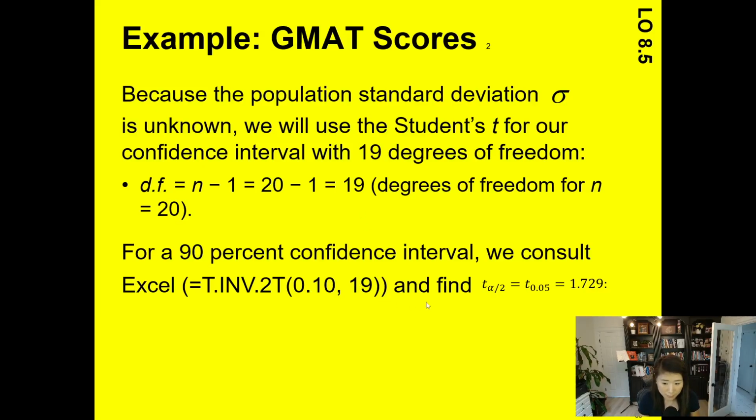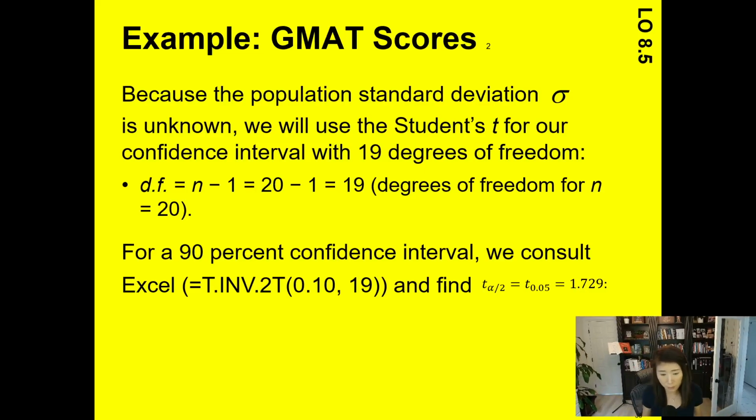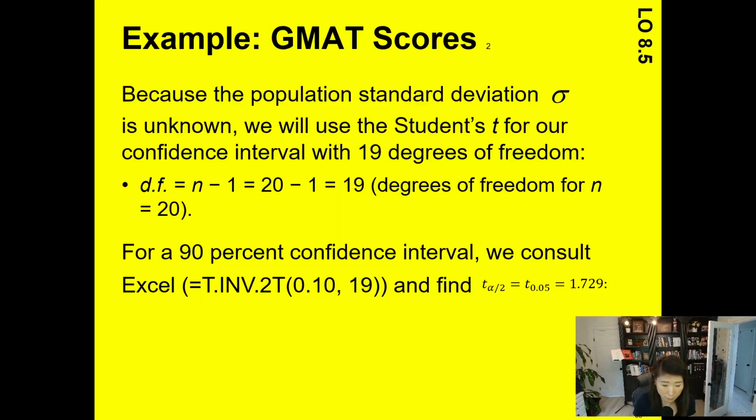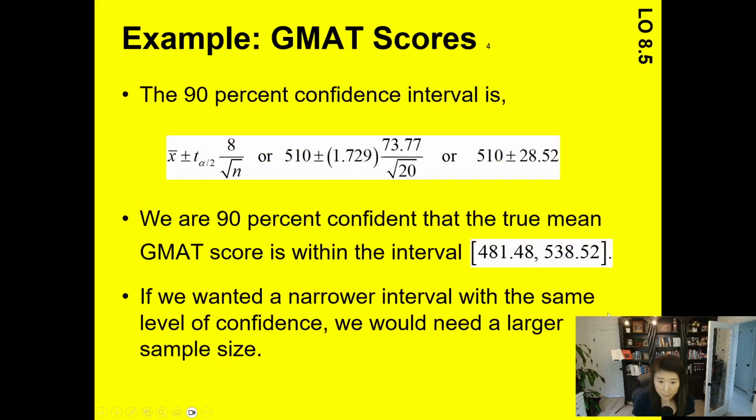So it's 19. And you are able to find this t statistic value equal to 1.729. Okay, again, we don't use the t table, it's kind of slow. We just directly use Excel. It will help us to calculate this t statistic we are using to calculate the confidence interval for when we don't know the sigma.